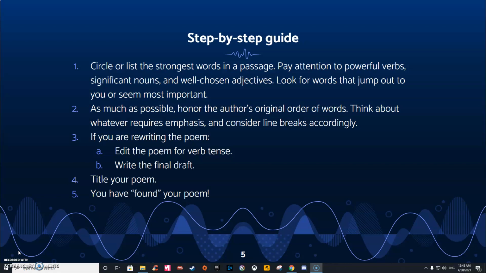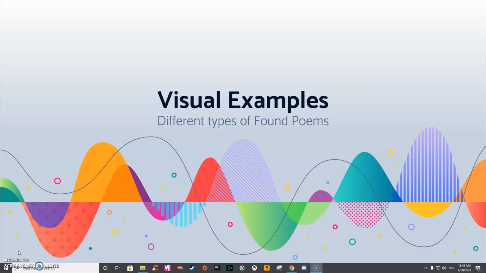So if they were just listing words and taking those words out of the text, if they rewrote the poem, they want to make sure that they edit the poem for verb tense and then write a final draft of this poem. And the final step, you do want to title your poem, and then after that, you have found your poem. This should be easier to see after we look at these examples. So let's move forward to our visual examples and look at these different types of found poems.